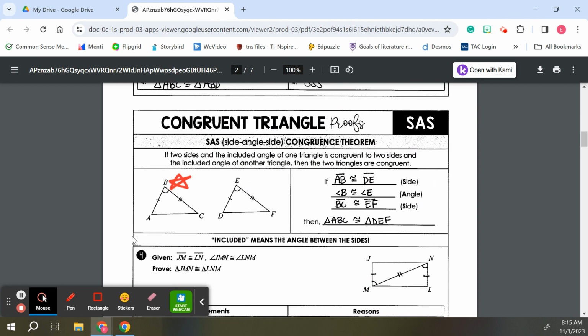All right, so let's scroll down to SAS. In this case, this is side, angle, side. If two sides and the included angle, that is so important, the included angle, meaning an angle that is between the two congruent sides, of one triangle are congruent to two sides and the included angle of another triangle, then the two triangles are in fact congruent.